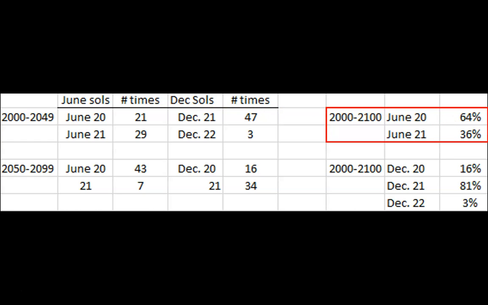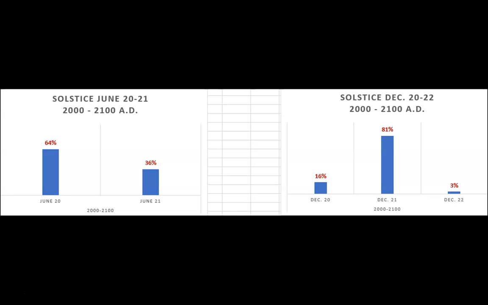In this century, 2000 to 2100, June 20th will be the summer solstice in Toronto 64% of the time, and June 21st 36% of the time. This data has been graphed. Here are the graphs for the June and December solstices from 2000 to 2100. The December or winter solstice will occur on December 21st 81% of the time, and the June solstice falls on the 20th 64% of the time.